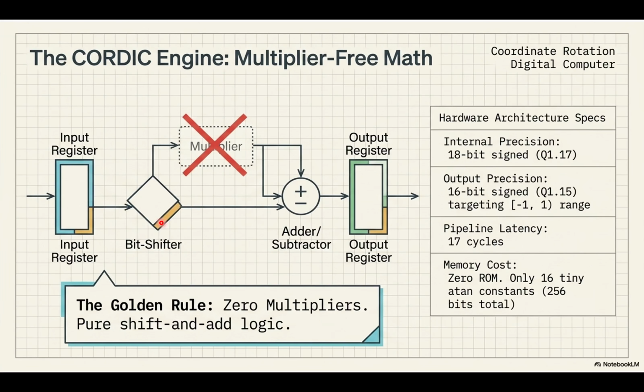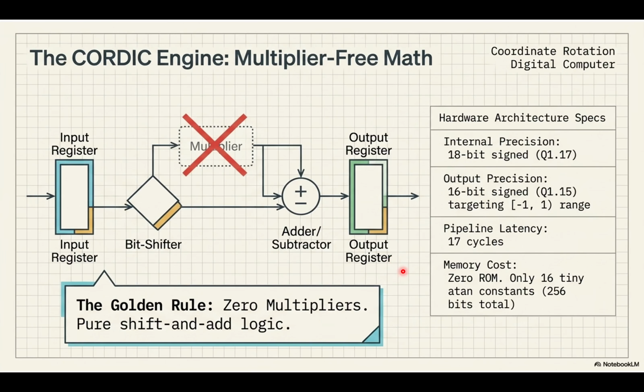No multipliers at all. Okay, for anyone trying to wrap their head around this, an analogy: it's like giving someone directions in a city on a grid. Instead of calculating the exact diagonal hypotenuse to their destination, you just tell them to walk a certain number of blocks left and a certain number up. You reach the exact same point using only straight lines, shifts, and adds. That's a perfect way to visualize it.